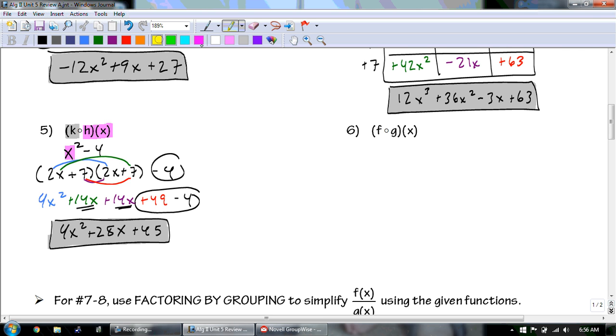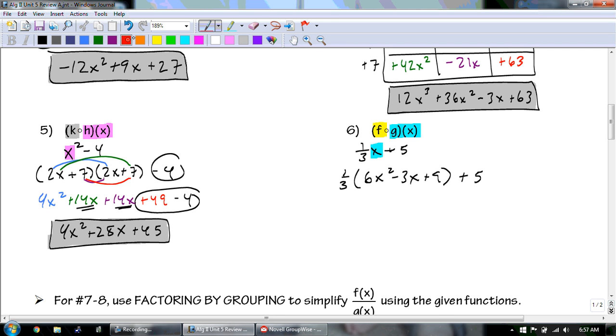Okay. So now I'm starting with f of x, and I'm going to plug in g of x. So f of x is 1/3 x plus 5, and then I'm going to plug in the g. So we have 1/3 times (6x squared minus 3x plus 9) plus 5.